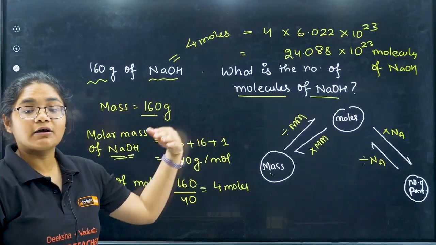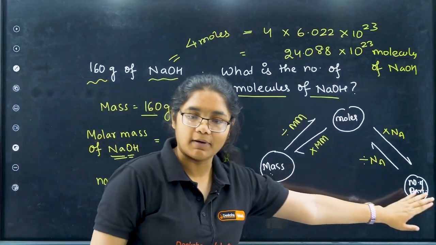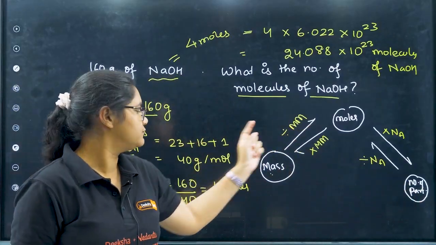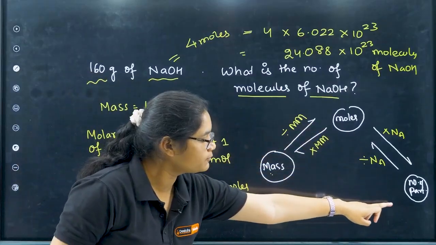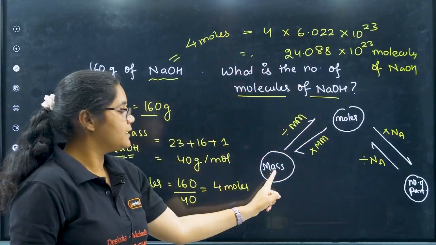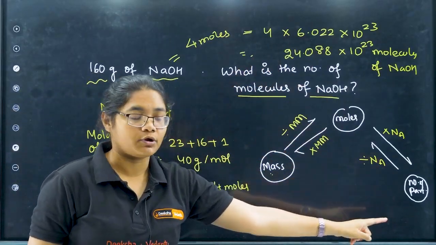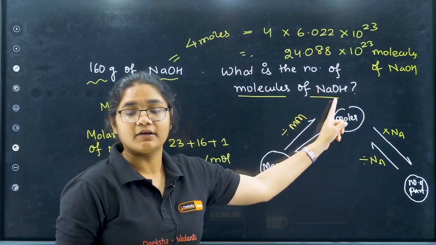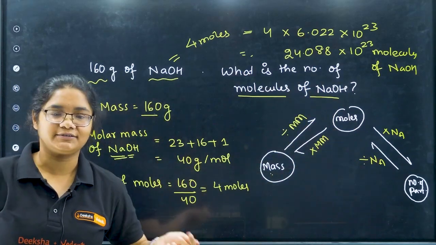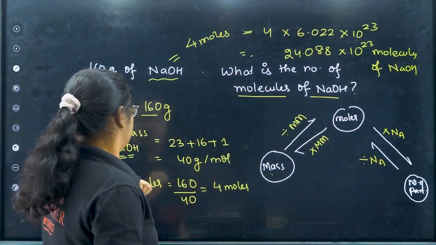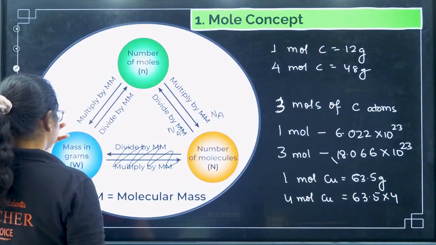This is the conversion of mass to particles. Mass to moles we can do directly, moles to particles we can do directly, but mass to particles or number of molecules we have to go by converting it into number of moles first. Okay, good. Now let's move forward here.